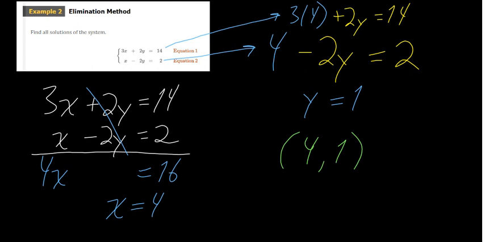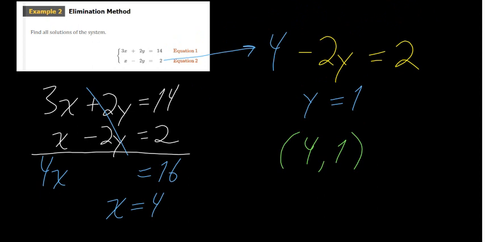So let's try this again. 3 times 4 is 12. I subtract 12 from both sides. I get 2y is equal to 2. And then I get y is equal to 1, which is the exact same thing I got when I plugged into the second equation. Whew. So I can't blame coffee, guys. That is how we do the elimination method.